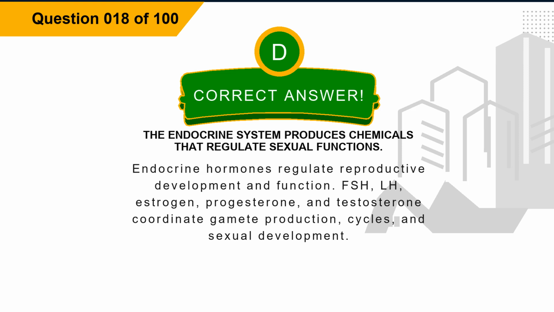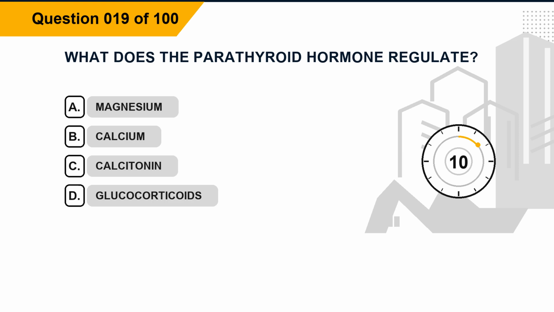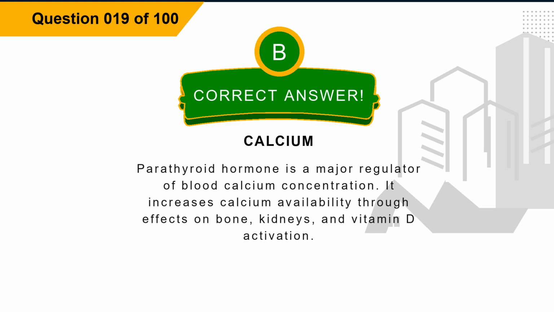The correct answer is option D. The endocrine system produces chemicals that regulate sexual functions. Explanation. Endocrine hormones regulate reproductive development and function. FSH, LH, estrogen, progesterone, and testosterone coordinate gamete production, cycles, and sexual development. Question 19. What does the parathyroid hormone regulate? Option A, magnesium. Option B, calcium. Option C, calcitonin. Option D, glucocorticoids. The correct answer is option B, calcium.